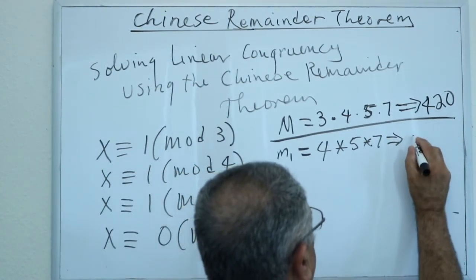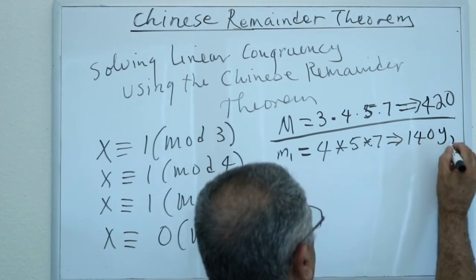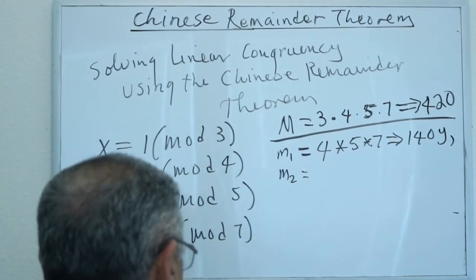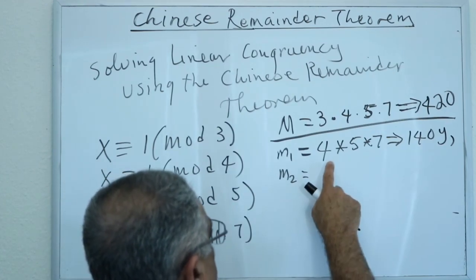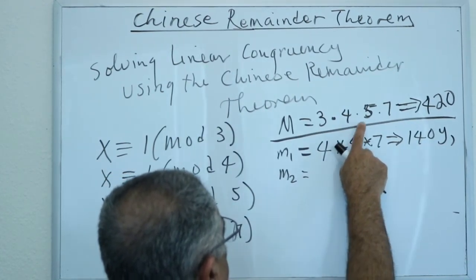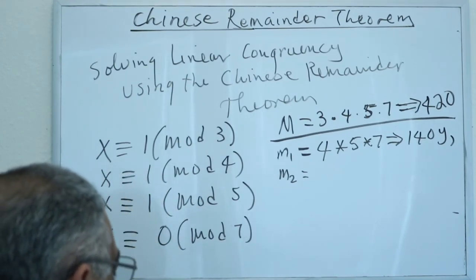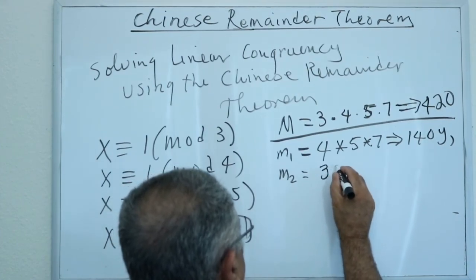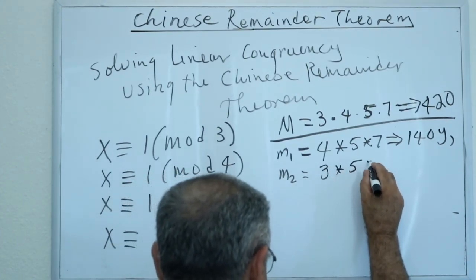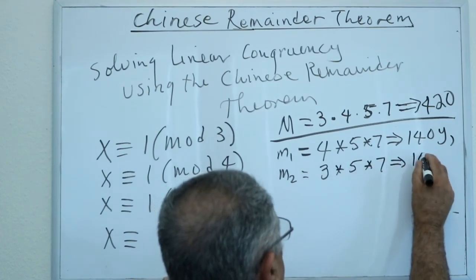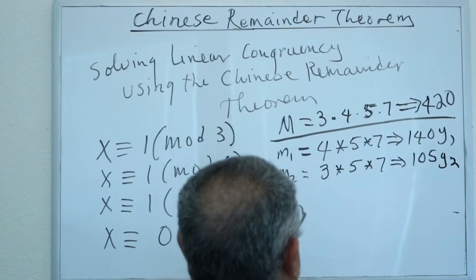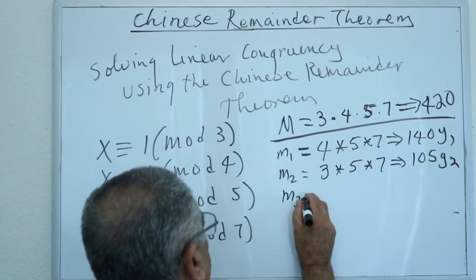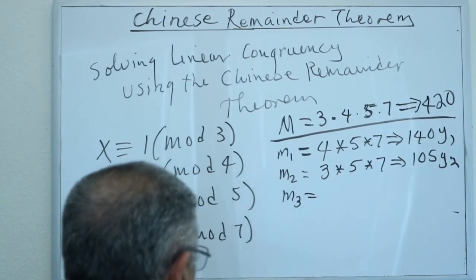So this is 140 Y1. Now for M sub 2, I left out the 3 in the first term. In the second term, I'm going to leave out the 4, so it will be 3 times 5 times 7. This gives me 105 Y2, okay? Now the third, m sub 3, what should m sub 3 be?